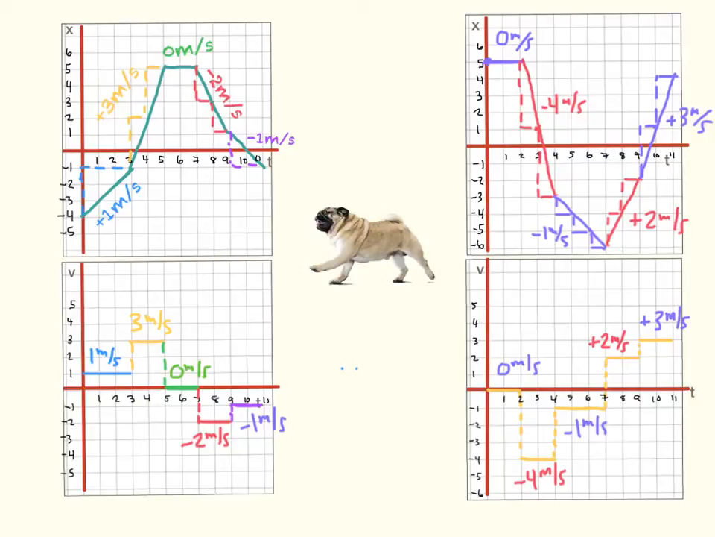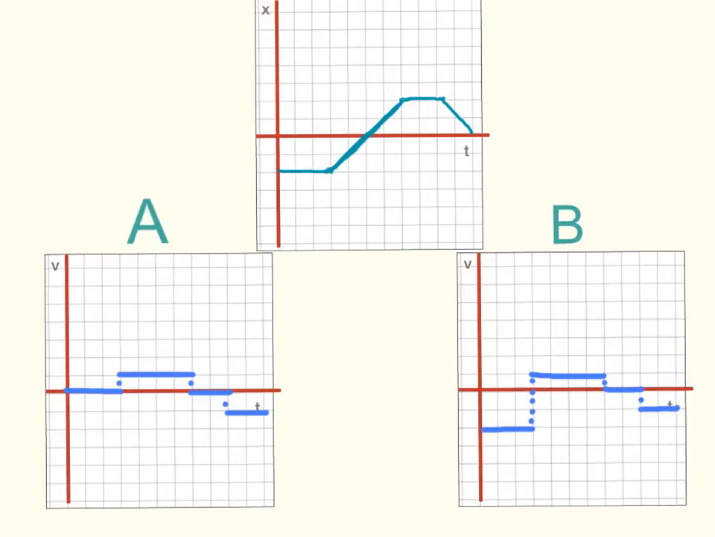So let's take a break from me talking and let's give you a quick problem to check your understanding so far. Which of these two velocity versus time graphs, A or B, best correlates to the position time graph given above? Pause the video and try to figure out which one has the mistake, and then you'll be able to tell which one is correct. Ready, set, go!